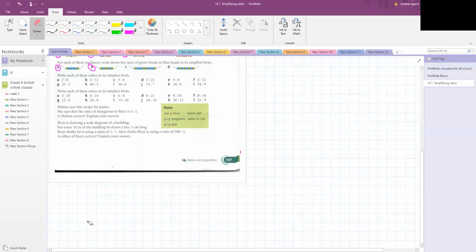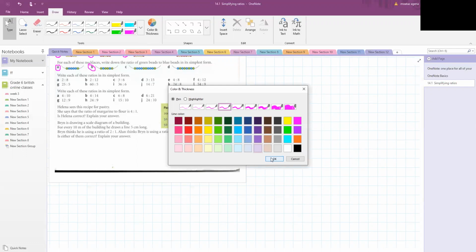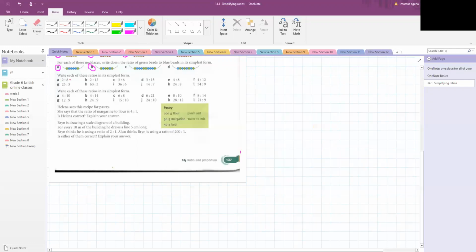Okay. Now, question 3. Write each of these ratios in its simplest form. So he wants me to write each of these ratios in simplest form.